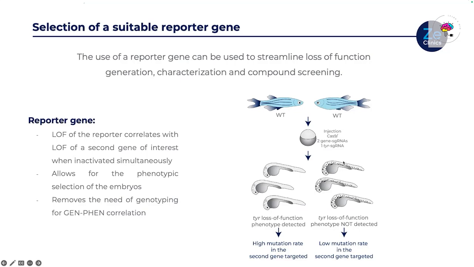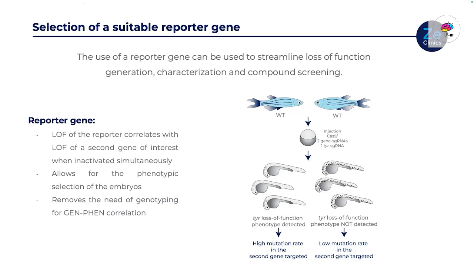we used a reporter gene, which is tyrosinase, which is involved in pigment generation. So we assumed that if we knock out the tyrosinase gene and we have unpigmented fish, and at the same time we use another single guide RNA targeting another gene, which is independent from the tyrosinase pathway, we can actually select a fish that already has a high mutation rate, because the unpigmented fish would have a high mutation rate also in the unrelated gene, which is our gene of interest.